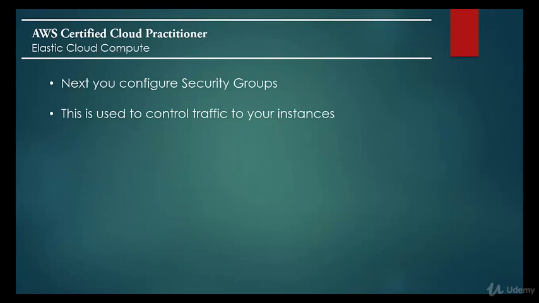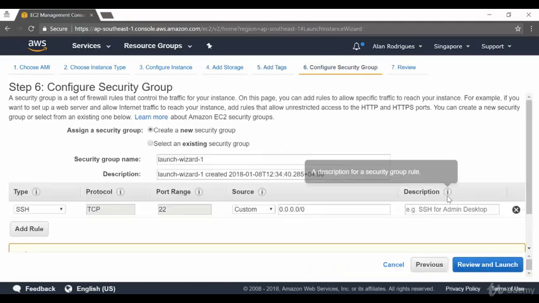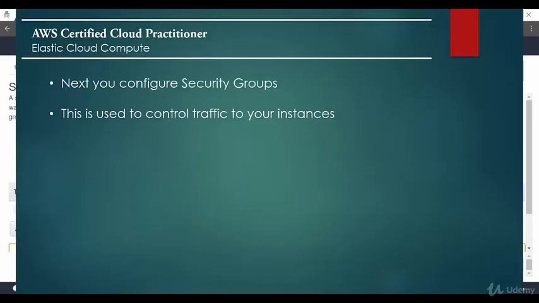Next, we need to configure the security groups for the instance. Now we have a separate chapter on security groups, but basically this is used to control traffic to your instances. So let's go on next to configure the security group. We can use an existing security group or create a new one. For the purpose of this lecture, let's create a new security group. Let's give it a group name and a description.